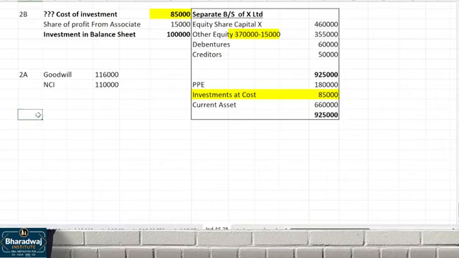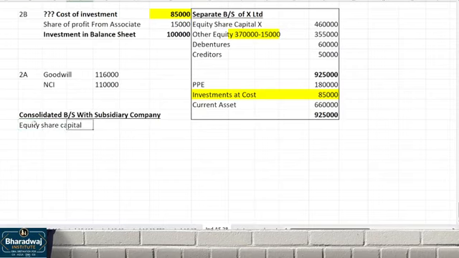Now, what I request is, keep your 2A answer in your notebook, so we can clear this. You've taken the 2A answer, right? So let us prepare the consolidated balance sheet with the subsidiary company. What will be the equity share capital? Look at the 2A answer: 4 lakhs plus equity share issued for consideration 1 lakh. Total, how much will come? 5 lakhs will come. Here also the same consideration.